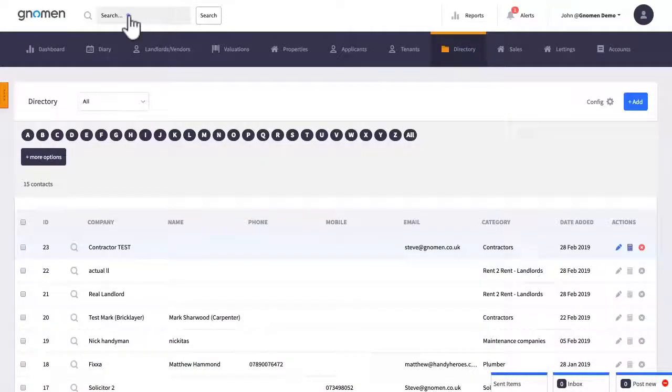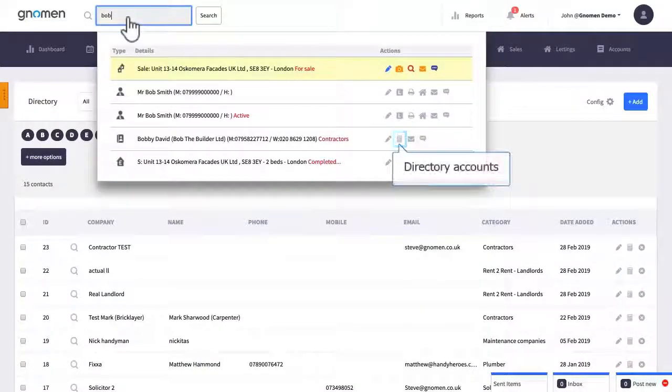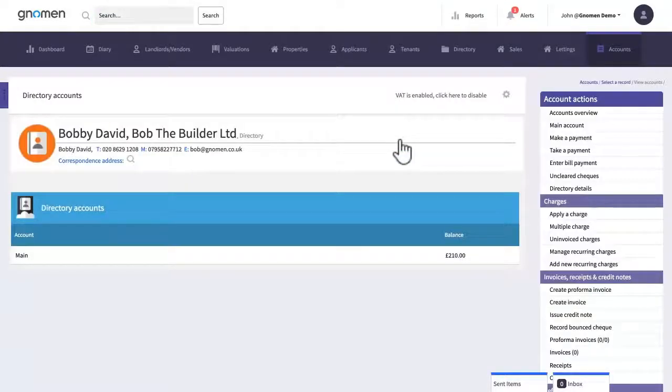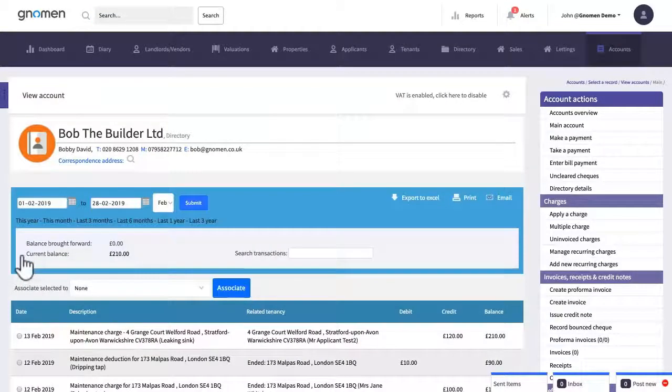Let's search for a directory contact and then go to their accounts. Now again, a directory contact has a main account that's similar to the landlord or tenant's accounts where you would manage any contractors or suppliers' invoices or bills.